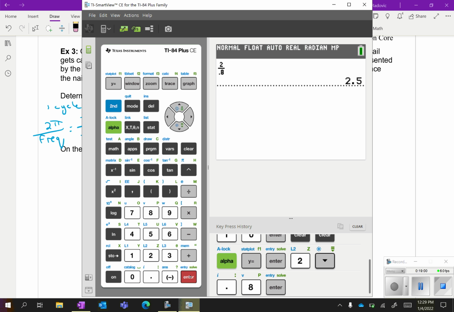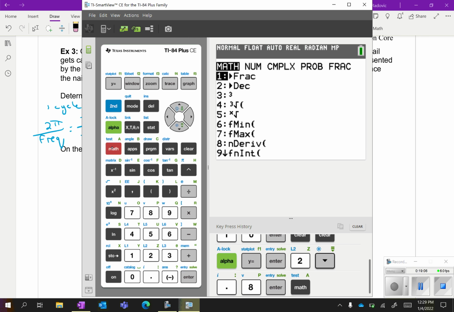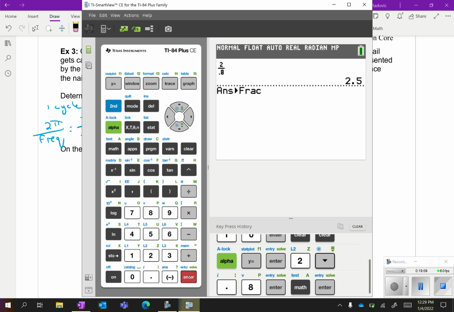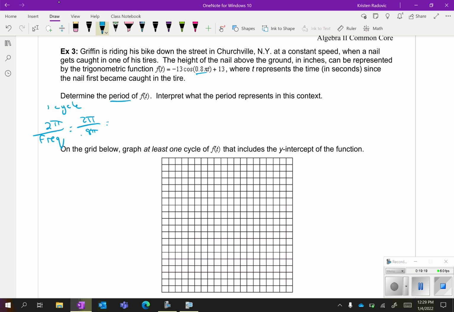So that's going to be our period. If you would like to leave it as a fraction, you're going to go to math, and you're going to go to fraction, and it's going to give you 5/2. Don't really care either way. So we have 2.5, and the pi's cancel out. That's why I didn't put it in the calculator. So 2.5 what? Reread the question to see if you can tell what we're talking about cycles of.